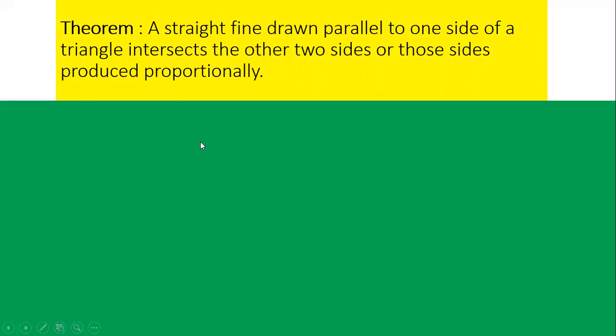But now we discuss a theorem. The theorem is: a straight line drawn parallel to one side of a triangle intersects the other two sides, or those sides produced, proportionally.